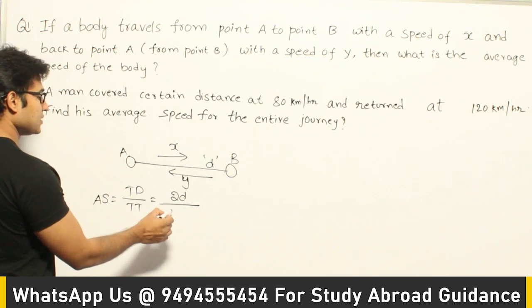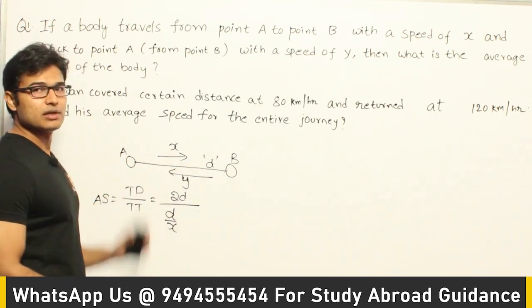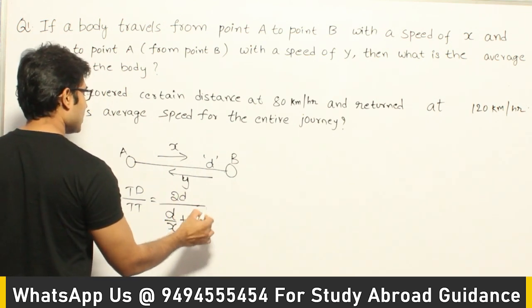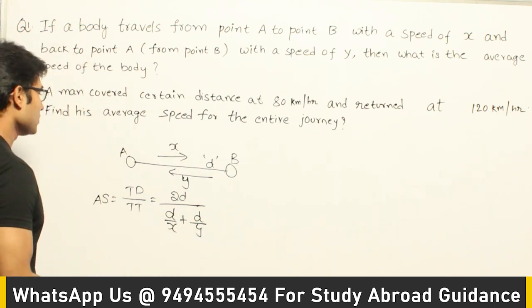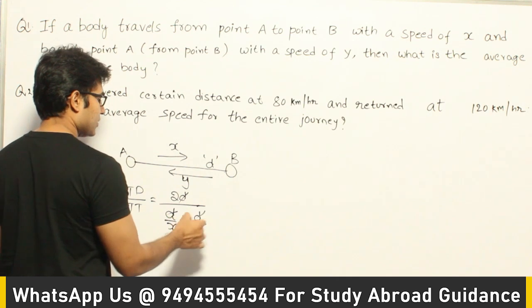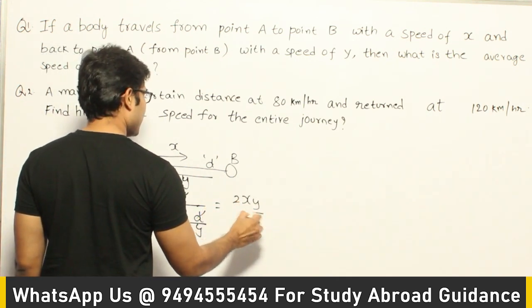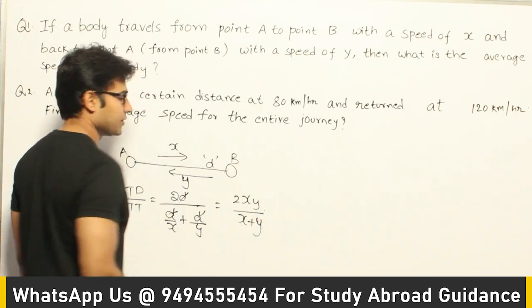The time taken is distance by speed, therefore d by x for A to B, and again from B to A, he is going to travel the same distance d at a speed of y, so d by y, right? Now if you simplify it, you can cancel d, and you are going to get 2xy by x plus y. So the answer is also in terms of speeds only.